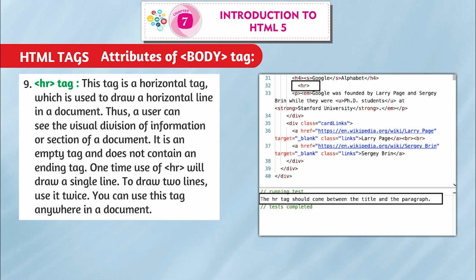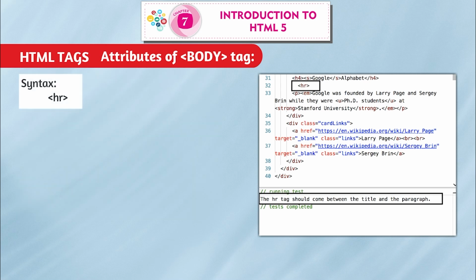9. HR tag. This tag is a horizontal rule tag which is used to draw a horizontal line in a document. Thus, a user can see the visual division of information or sections of a document. It is an empty tag and does not contain an ending tag. One-time use of each HR will draw a single line. To draw two lines, use it twice.